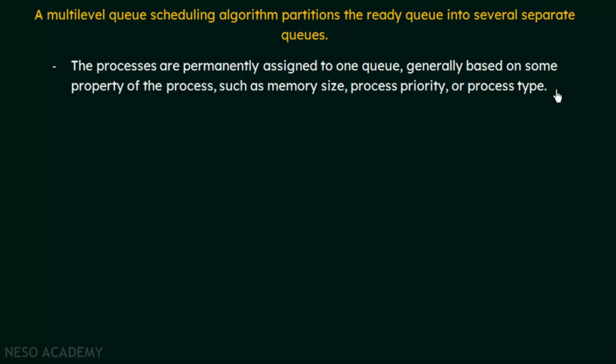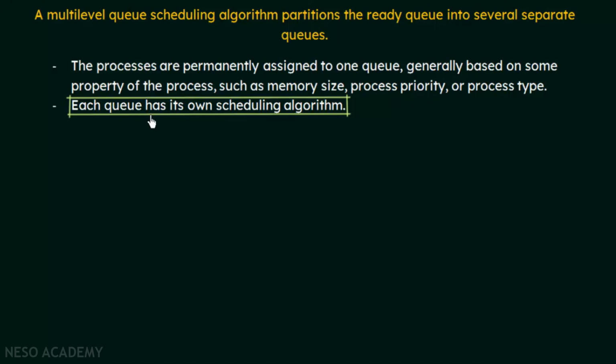So we will have different queues. For example, processes having the same level of priority may be put into one queue and will permanently belong to that queue. Processes having the same memory size will be put into another queue and permanently assigned to that queue. Depending upon the process type, the processes will be permanently assigned to one queue. And then each queue has its own scheduling algorithm. This is the most important thing here: each queue will have its own scheduling algorithm. We have discussed many scheduling algorithms in the previous lectures, and one of these will be applied to each of these queues.